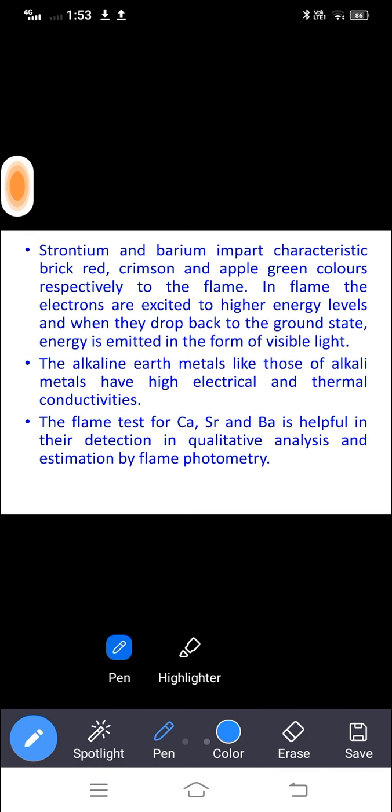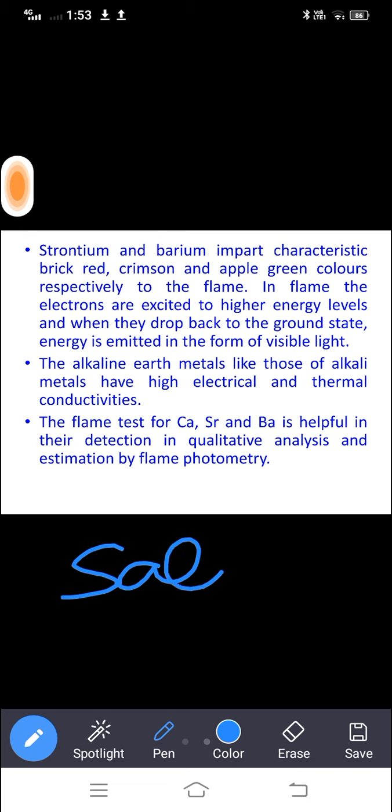The alkaline earth metals, like those of alkali metals, have high electrical and thermal conductivity. This was already discussed. The flame test of calcium, strontium and barium is helpful in qualitative analysis. That means when you're trying to do the salt analysis, this flame test will help you identify whether it is calcium, strontium or barium.